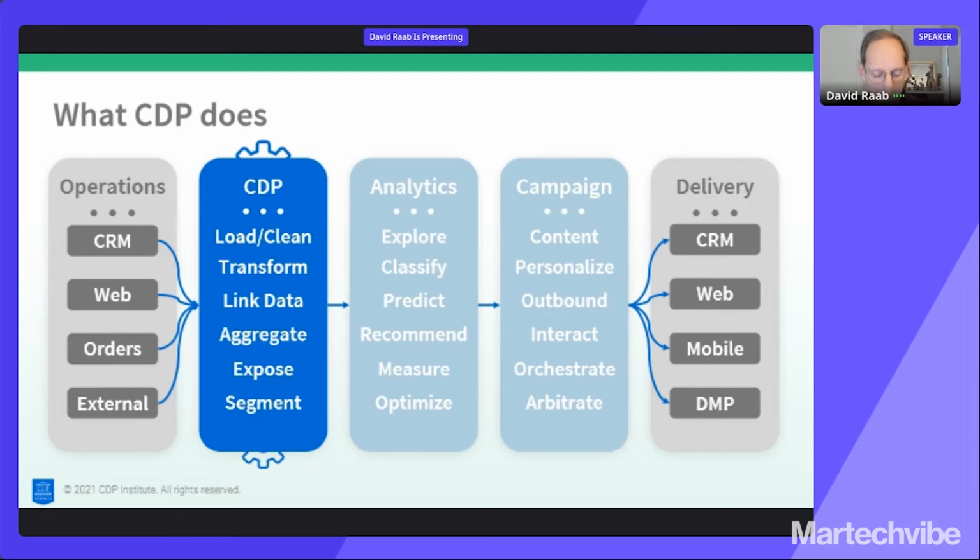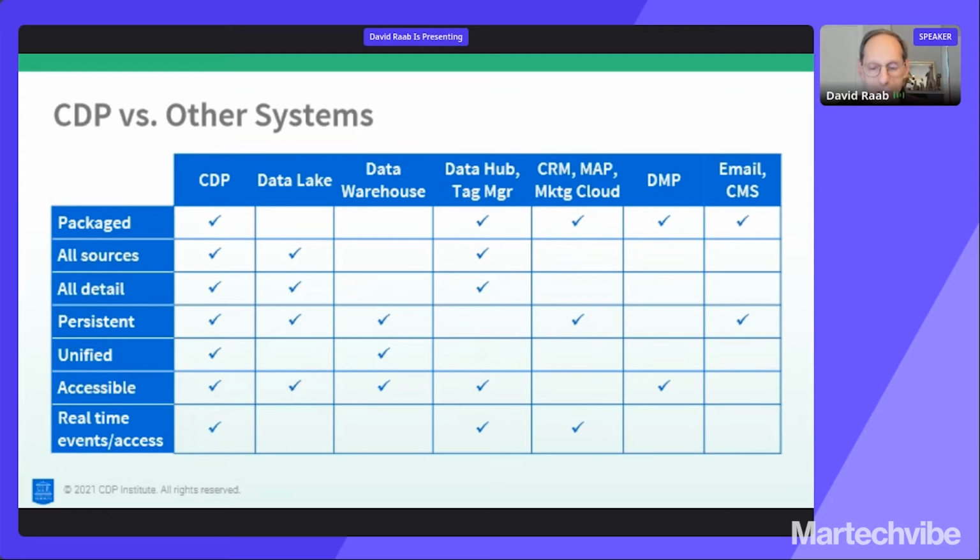So there's a lot of intermediate steps between what happens when you get the profile built and what happens when you deliver it. And as we'll see later, some CDPs actually do those analytics and those campaign things. Some don't, but what makes them a CDP is the dark blue boxes: they do the loading and the transforming and the assembly of building profiles. Again, CDPs build profiles. Now, other systems also work with customer data. Other systems might even build something that looks like a profile. So the question then becomes, well, what makes the CDP so special?